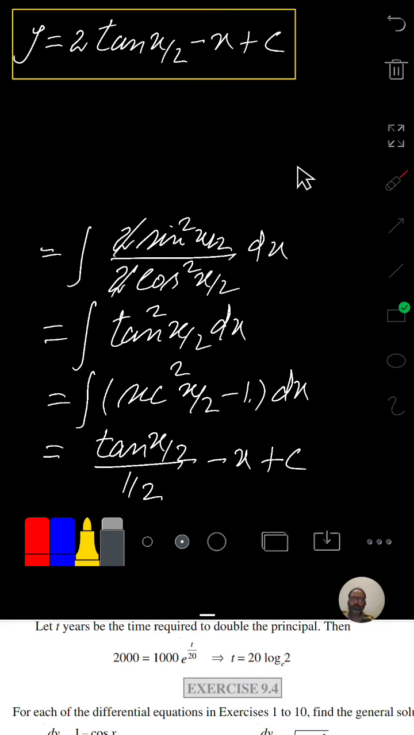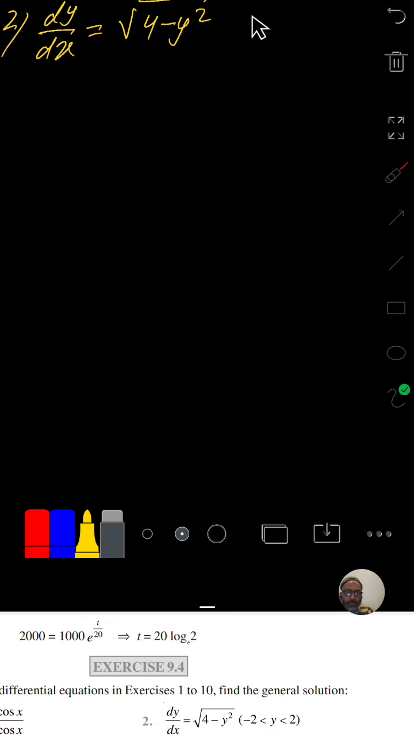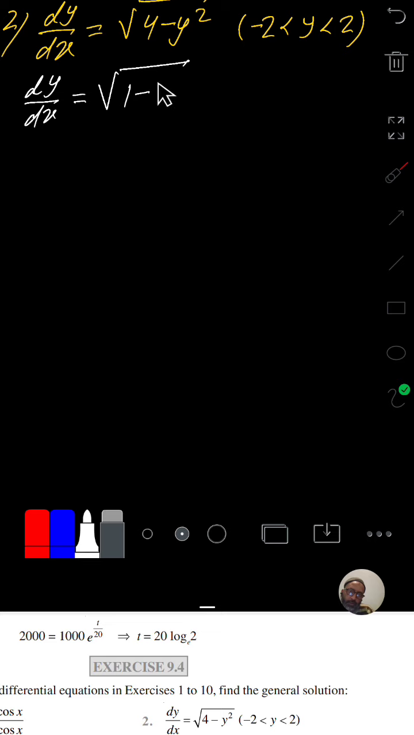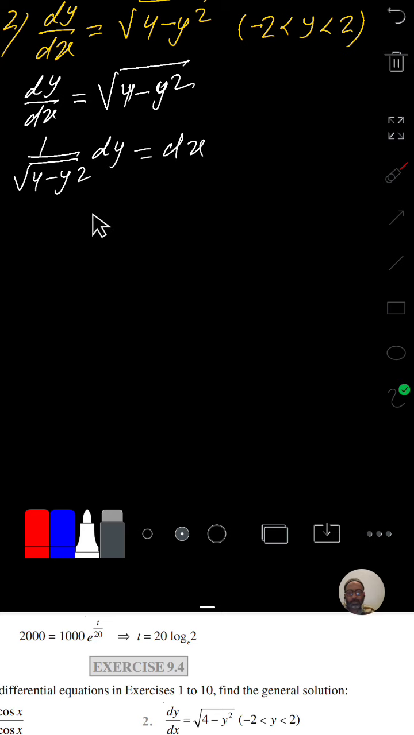Question number 2, dy upon dx is equal to under root 4 minus y square, where y is greater than minus 2 but less than plus 2. So dy upon dx is equal to under root 4 minus y square. Transposing dx to right hand side and under root 4 minus y square to left hand side, 1 upon under root 4 minus y square dy is equal to dx. Now obviously this is a variable separable form of differential equation, so we have to integrate both sides.